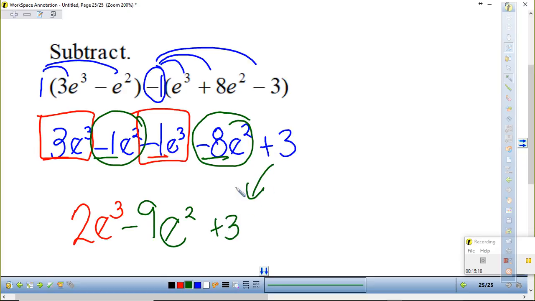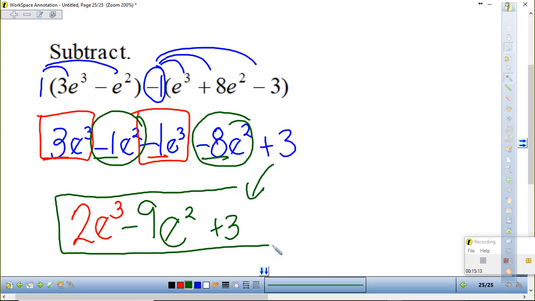Can we do anything else? No. We can't combine anything else because they have totally different exponents. They're totally different terms. Let's do another one of these. Yes? Okay. Example 10Q.